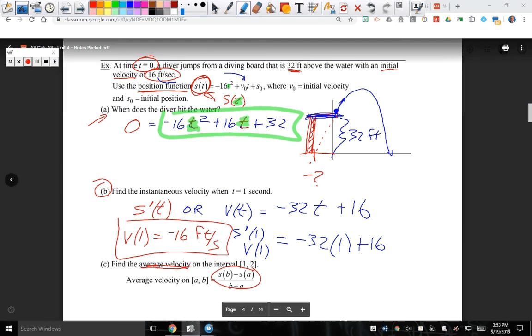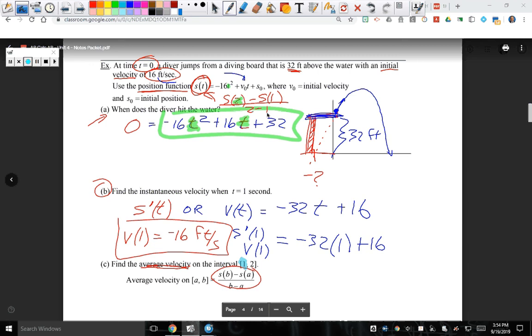You with me? And then you would plug in 1, because that's your lower a value, or x value, and it would be minus s of 1, all over 2 minus 1. Questions?